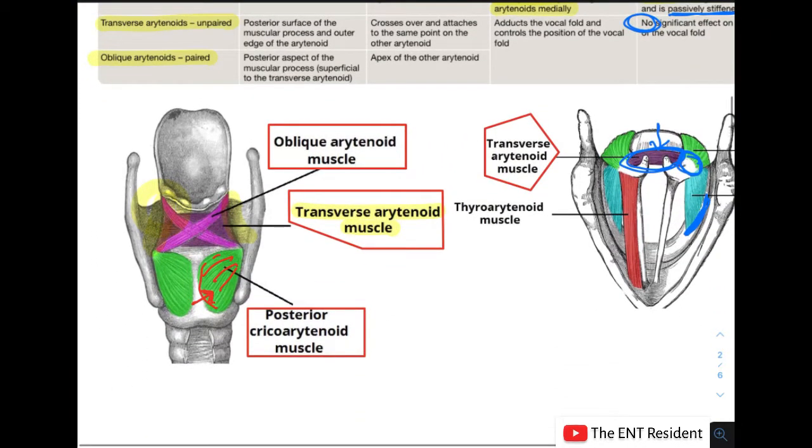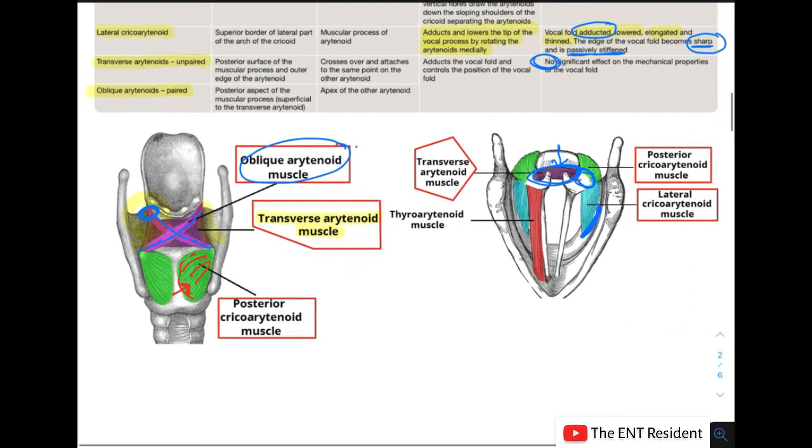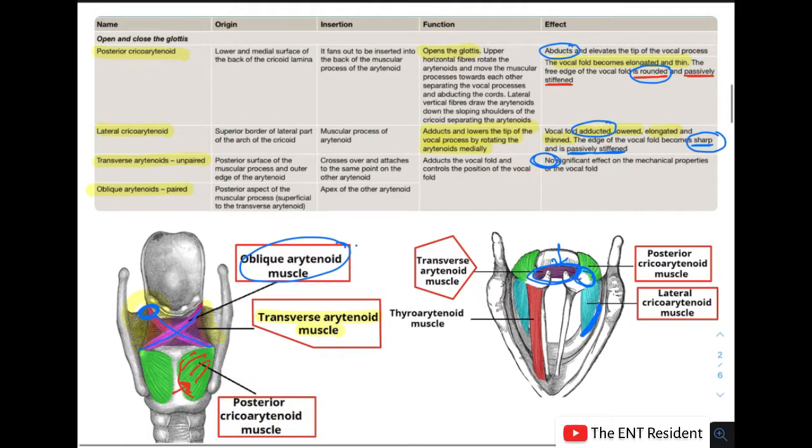And lastly is the oblique arytenoid muscle, which is a paired group of muscles, as you can see over here. This oblique arytenoid goes obliquely from one side to the other side. It takes its origin again from the same place, which is the posterior aspect of the muscular process of the arytenoid, and it goes in the opposite direction, crossing the midline and getting attached to the apex of the arytenoid. This muscle as well helps in adduction of the vocal fold, but it has no significant effect on the mechanical properties of the vocal fold.